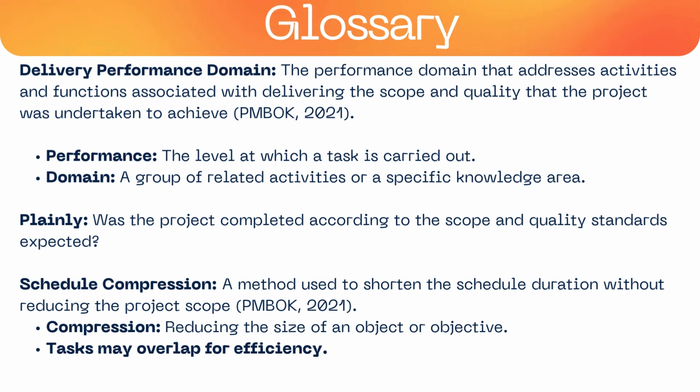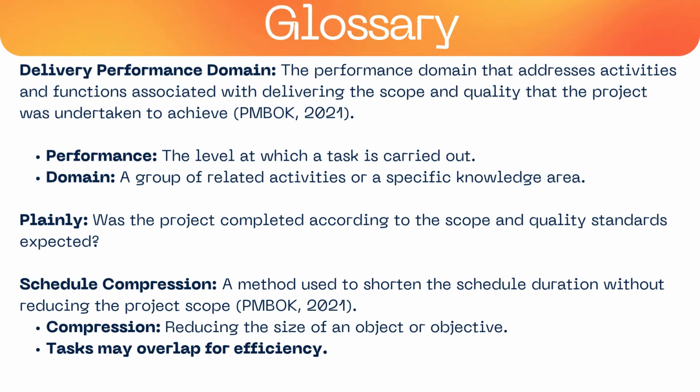Right, so delivery performance domain: the performance domain, the knowledge area at the expected level, that addresses the activities and functions associated. So it addresses what you do and how you do it while delivering the scope of the project. Okay, this is your delivery performance domain. What you do and how well you do it according to what you have been told to do in your scope and project management plan. Plainly, ask yourself, was the project completed according to the scope and quality standards expected?